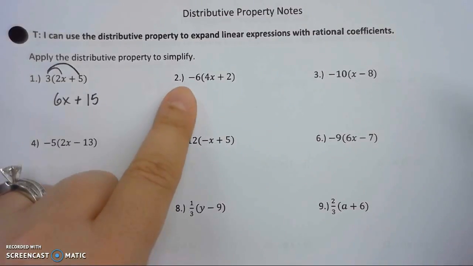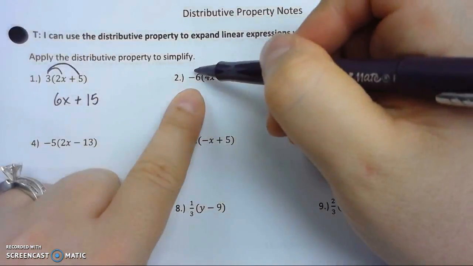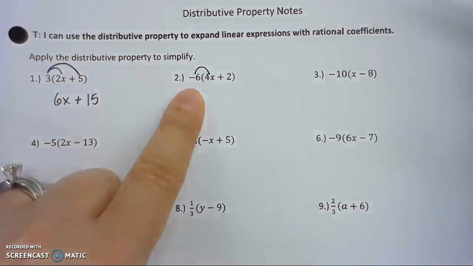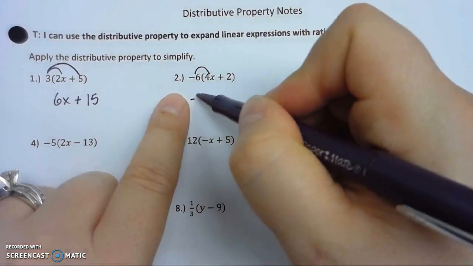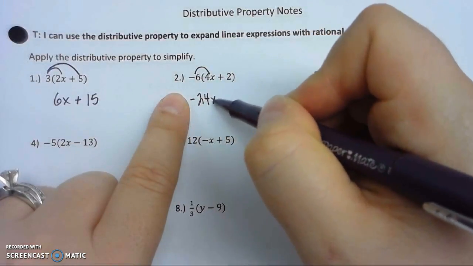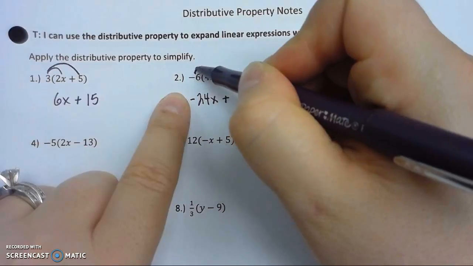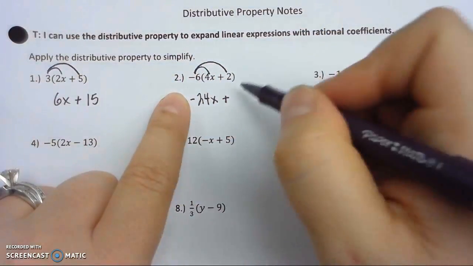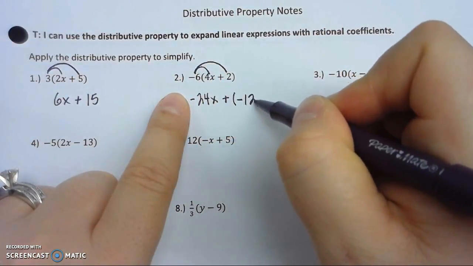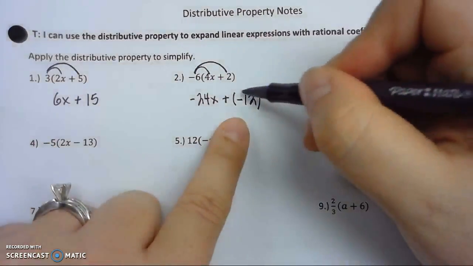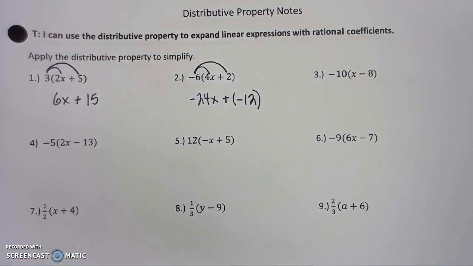If I look at number 2, I'm going to take negative 6 times 4x, which is a negative 24x, plus negative 6 times 2, which would be a negative 12. Make sure you put that negative in parentheses so it sets it apart.